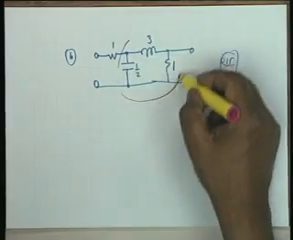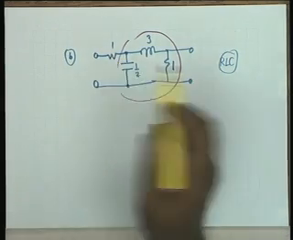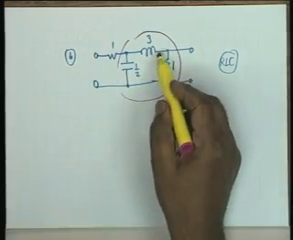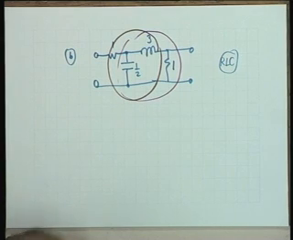Now, for this part of the network, which parameters would you like to find out? Z or Y? Either of them is good enough, but how? We can convert this pi into T and then take the Z. We can convert this pi into a T and then add 1 ohm to Z11, or we could convert this T into a pi and find Y parameters. Either of these two procedures would be okay.